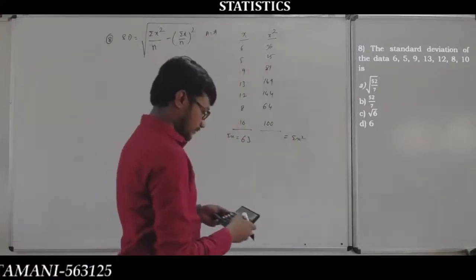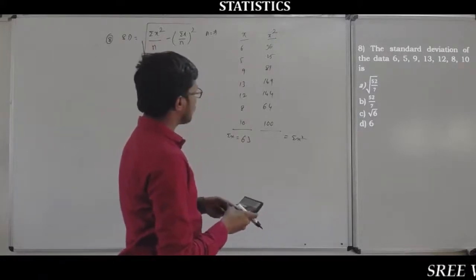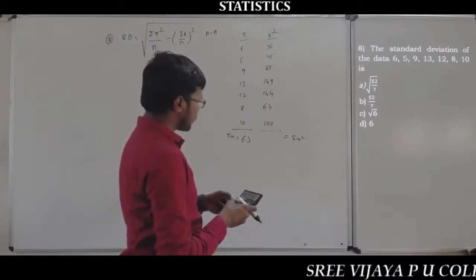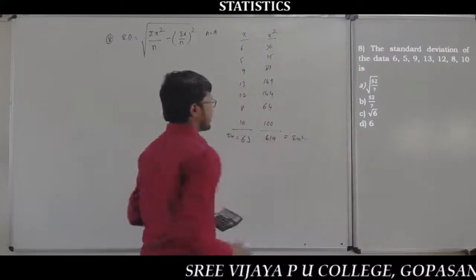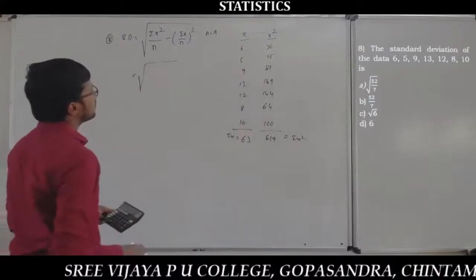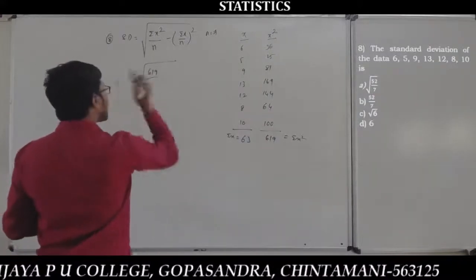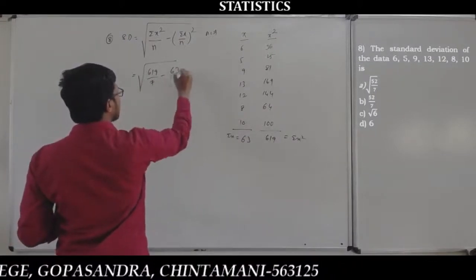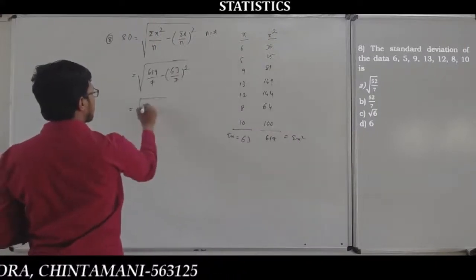So next, 36, 25, 81, 169, 144, 64, 100. You'll get 619. Okay, so the standard deviation is the square root of summation of x square, which is 619, by the number of observations, which is 7, minus summation of x, which is 63, by 7 whole square. Okay, so just simplify this one.